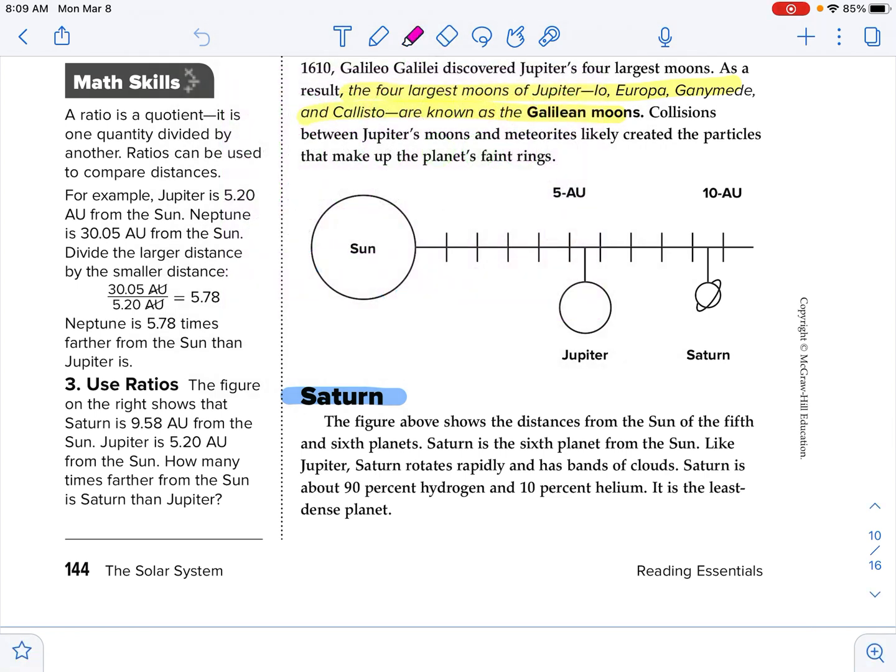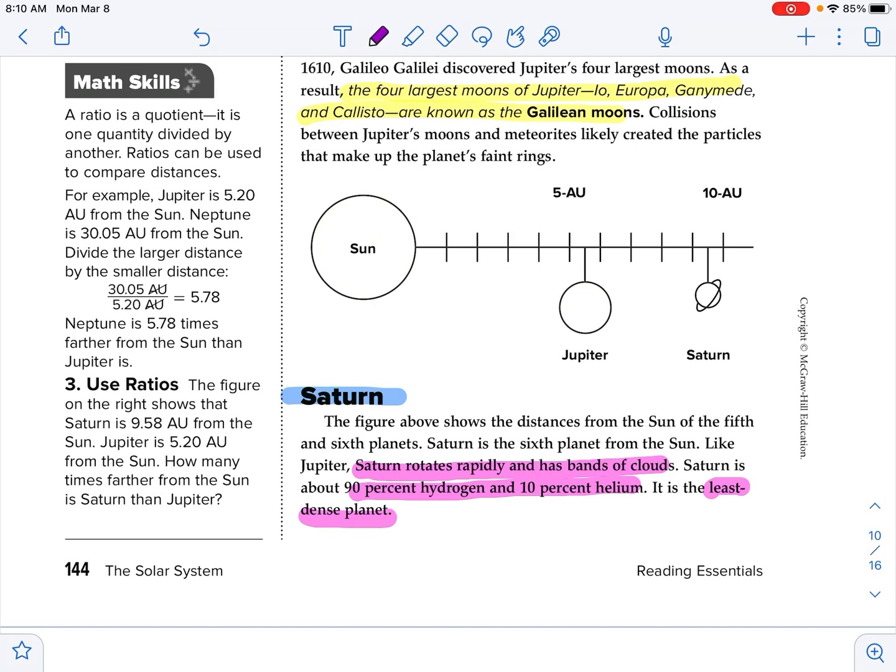Change our color. The figure above shows the distance from the sun of the 5th and 6th planet. Saturn is the 6th planet from the sun. Like Jupiter, Saturn rotates rapidly and has bands of clouds. Saturn is about 90% hydrogen and about 10% helium. It is the least dense planet.